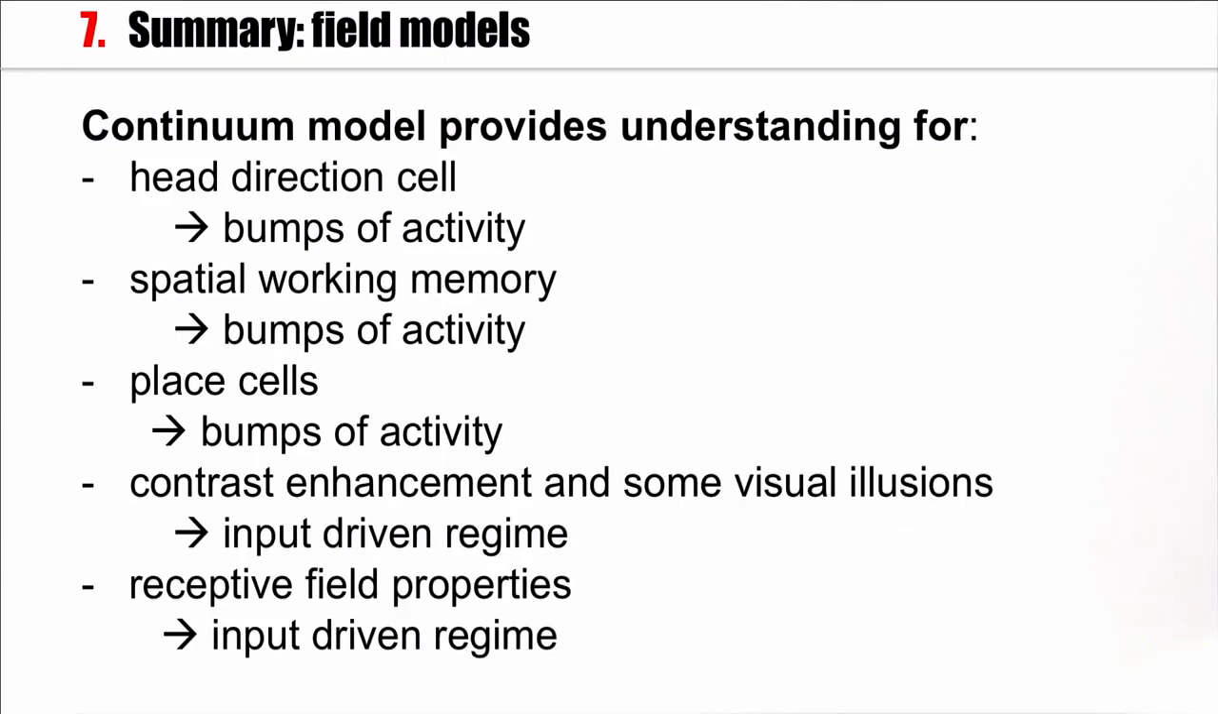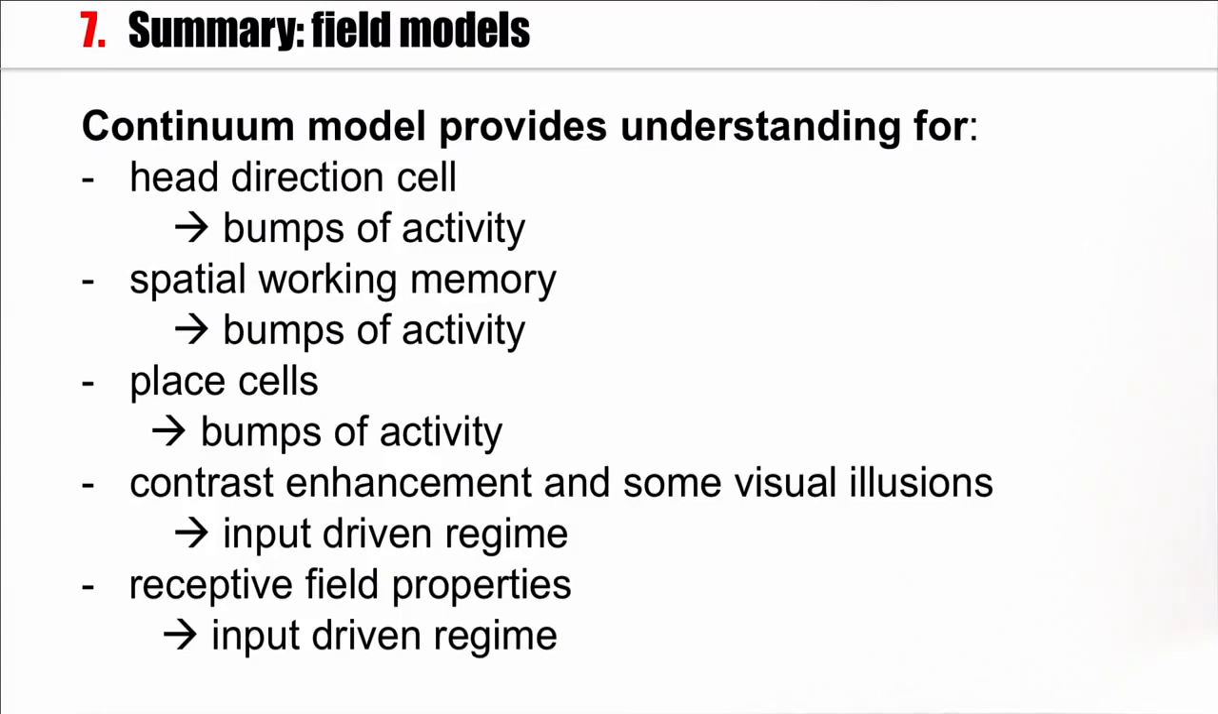Now, this continuum model provides understanding for head direction cells. We are working in the regime with activity bumps. More generally, we can think of spatial working memory, where you have to remember where around you, towards the left or to the right, did I see this item. Again, a model on a ring with a bump of activity would do the trick. We can redo this kind of field model in 2 dimensions and account for place cells that would correspond to bumps of activity.